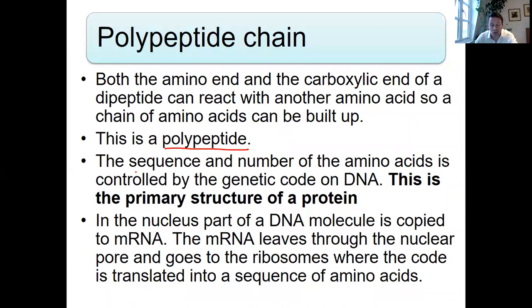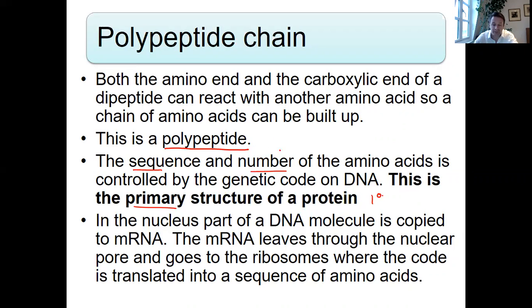Now, the order of amino acids in a protein, remember, is contained in the genes that you inherited from your parents. So when you were an egg that got fertilized, that's when you got all of the possible instructions for proteins that you could ever have. And it's the sequence and number of amino acids that gives you the primary structure. So the primary structure is the order or sequence of amino acids in a protein.